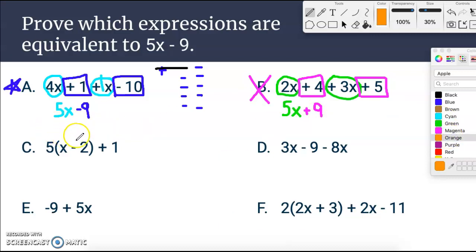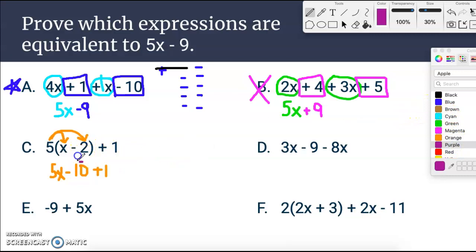On to C. 5 times the quantity x minus 2, then plus 1. So 5 times x, we need to distribute first. That makes 5x. And then 5 times 2 is 10. And we're subtracting. And then we have this plus 1 at the end, so we are not multiplying it because it is not part of the group. But we have a plus 1.